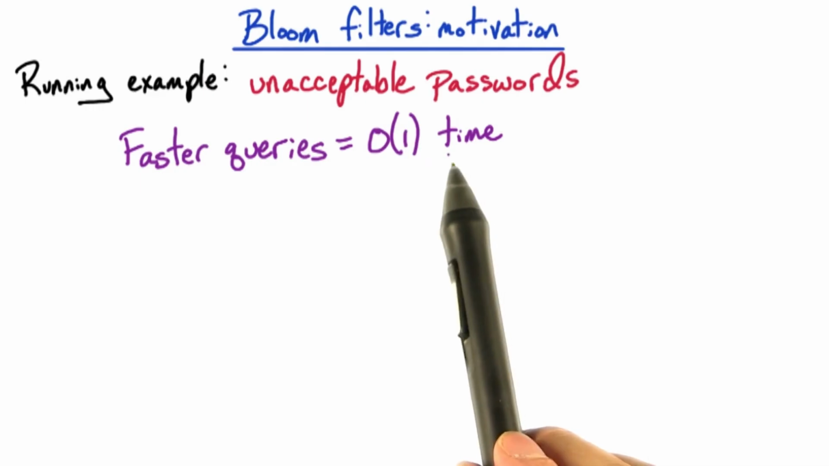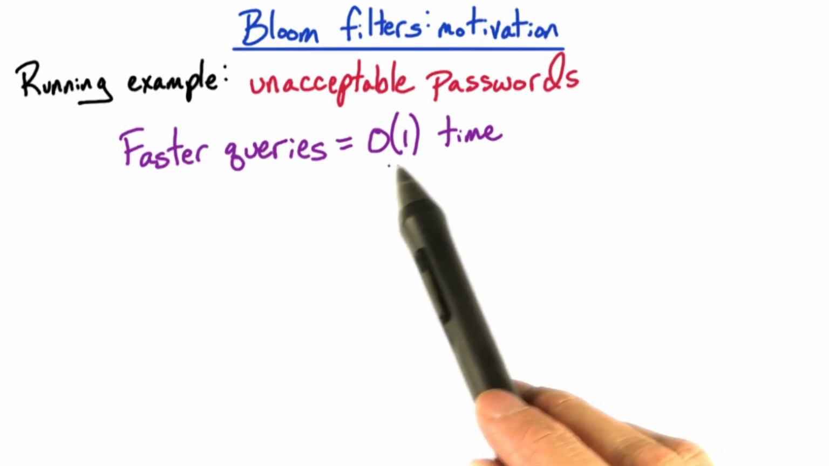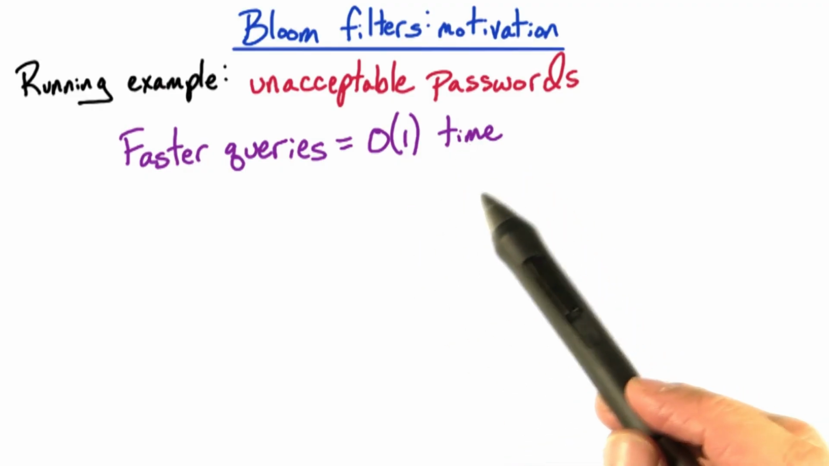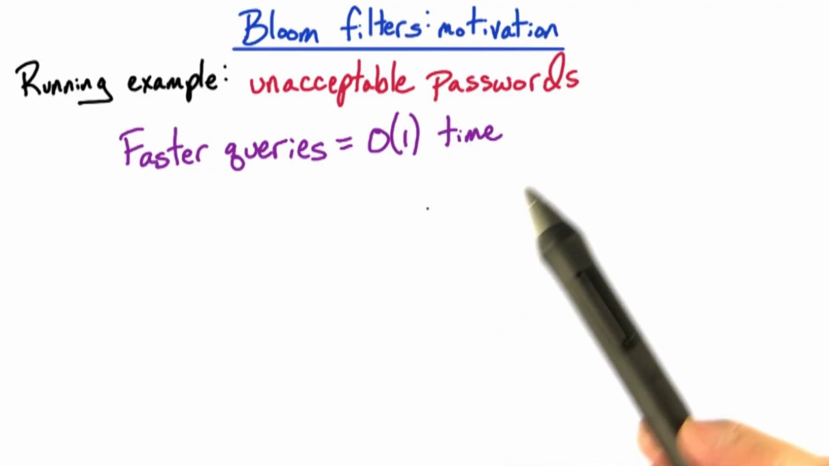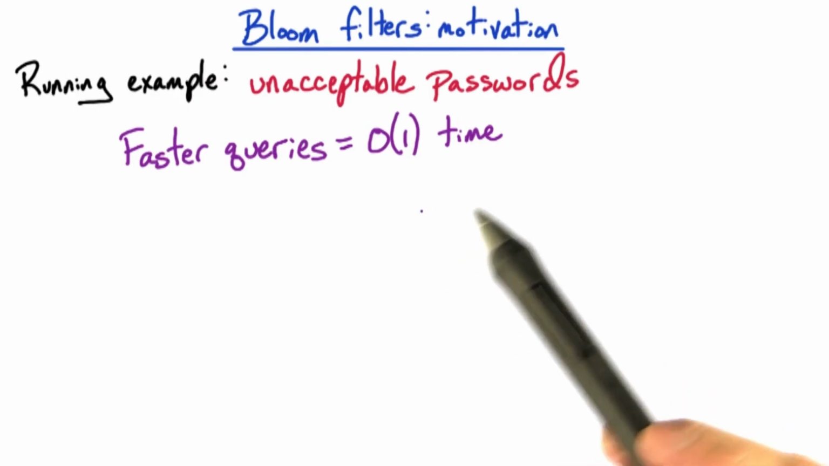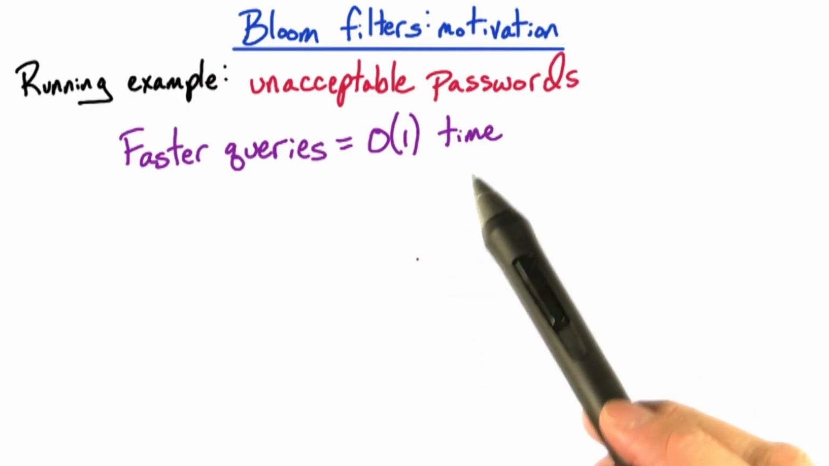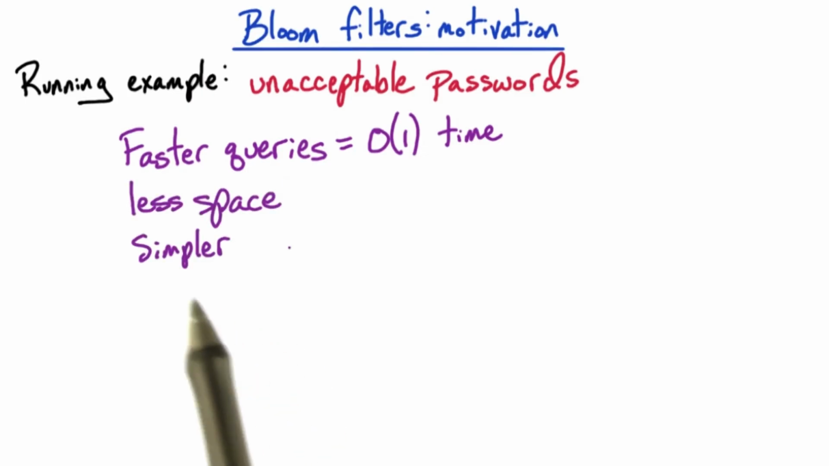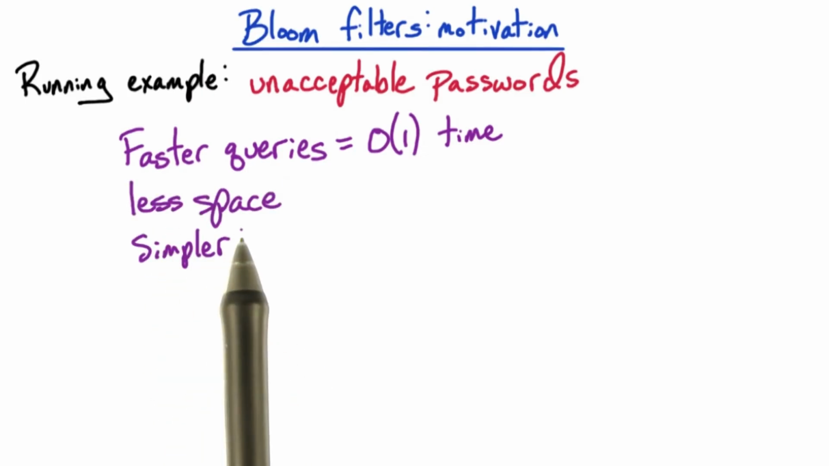And this is guaranteed. Recall that the other query times were probabilistic statements. So with high probability, the query time was order log n or order log log n. In the worst case, it was order n. But here, it's guaranteed to always be constant query time. This data structure will be very simple, and it'll use less space than before. There will be no linked lists or anything like that. It'll just be a simple binary array.